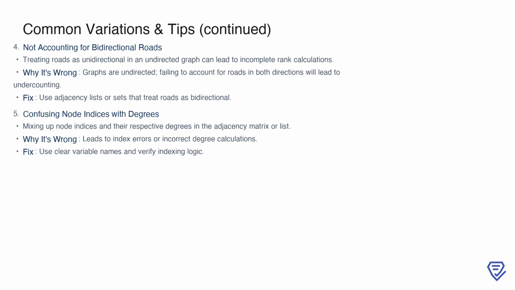Another potential pitfall is not accounting for bidirectional roads. In undirected graphs, roads work in both directions, so treating them as unidirectional can lead to incomplete rank calculations. To avoid this, use adjacency lists or sets that inherently treat connections as bidirectional. Another frequent error is confusing node indices with their degrees. This happens when you mix up the index of a node with the number of connections it has, especially when working with adjacency matrices or lists. These kinds of mix-ups lead to index errors or incorrect degree calculations. To avoid this, adopt clear variable names and double-check your indexing logic to ensure consistency throughout your implementation.